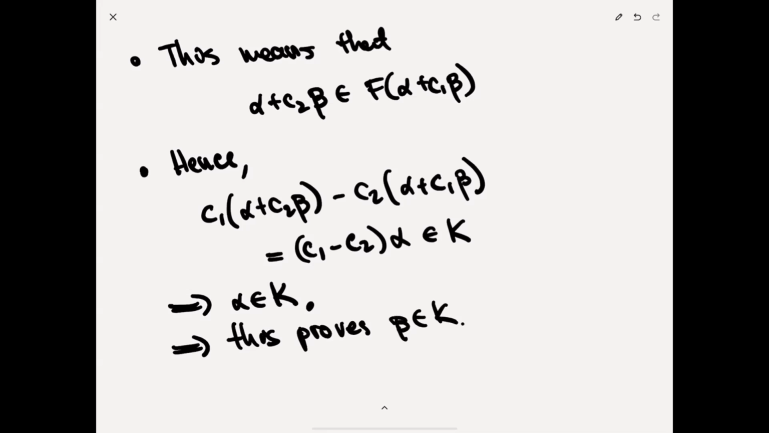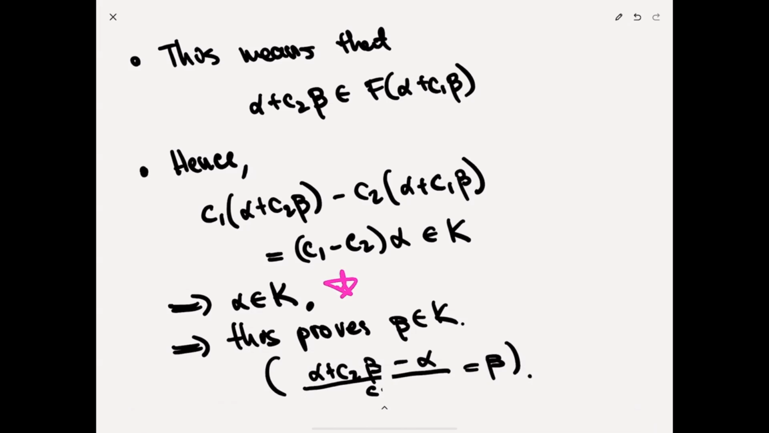So here let me just say that we know that we have alpha plus C2 beta, minus alpha, so alpha was in there, divided by C2, this is beta. The subtracting of alpha is a valid operation because we proved it at this stage.